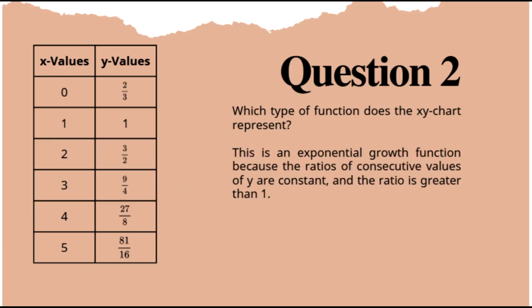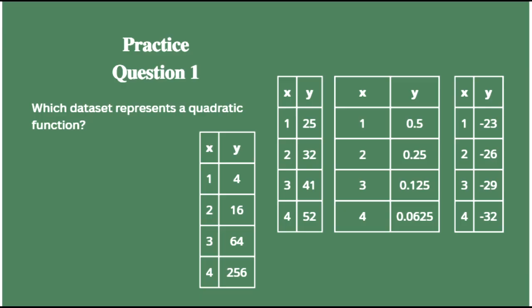This is an exponential growth function because the ratios of consecutive values of y are constant and the ratio is greater than 1. Now this nonsense they never taught us, and so it doesn't matter. We eliminated the other two, so it has to be exponential. Good for us, right? Okay, this is practice question 1 at the end of your lesson. Which data set represents a quadratic function? Pause it, figure it out, come back.